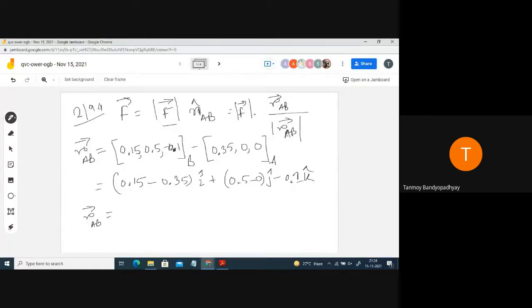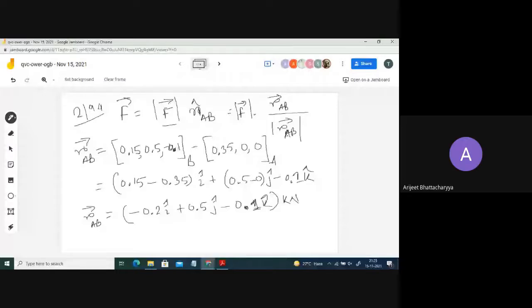So how much is this coming out to? Just you could do the simplification. So this should come out to be minus 0.2 i cap plus 0.5 j cap minus 0.1 k cap. So this entire thing is in kilonewtons. Clear?